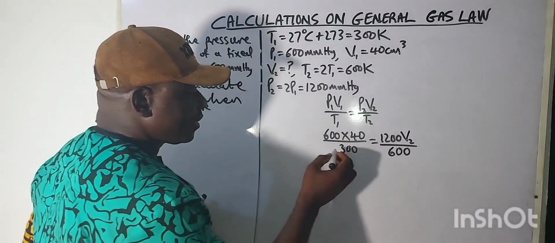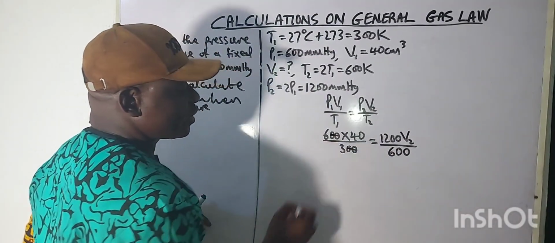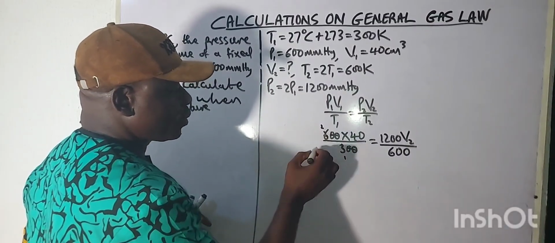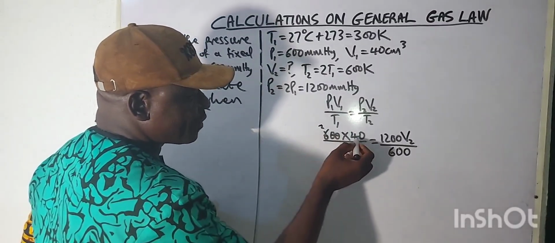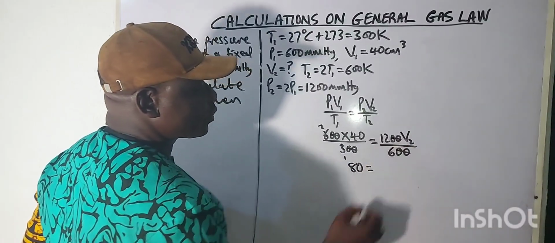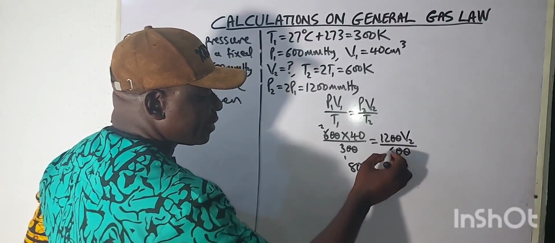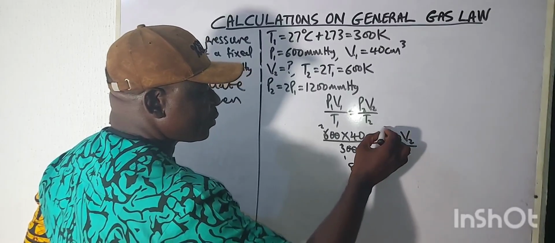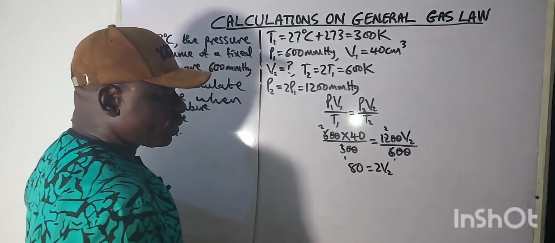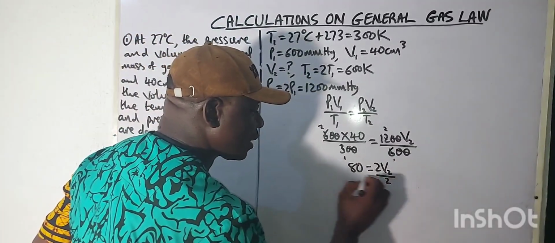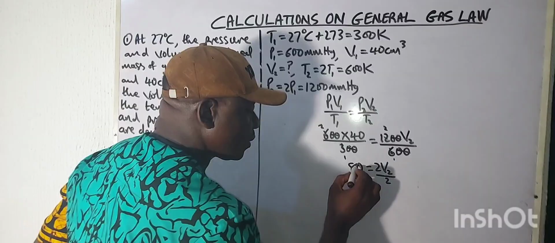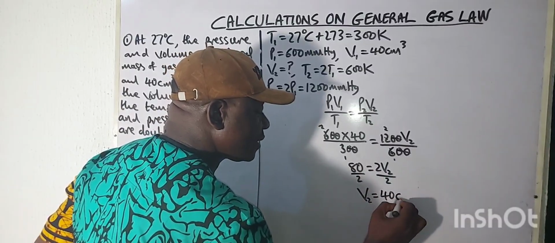Yeah, so here, these two zeros will cancel these two zeros. 3 here is 1, 3 here is 2. So 2 times 40 is going to give me 80. Here, these two zeros will cancel these two zeros. And 6 here will be 1, 6 here will be 2. So that will be 2V2. I'm looking for V2. What is stopping V2 is 2, so I'll divide here by 2, and I'll divide here by 2. So this cancels this. My V2 is going to be 80 divided by 2, which will be 40 cm cube.